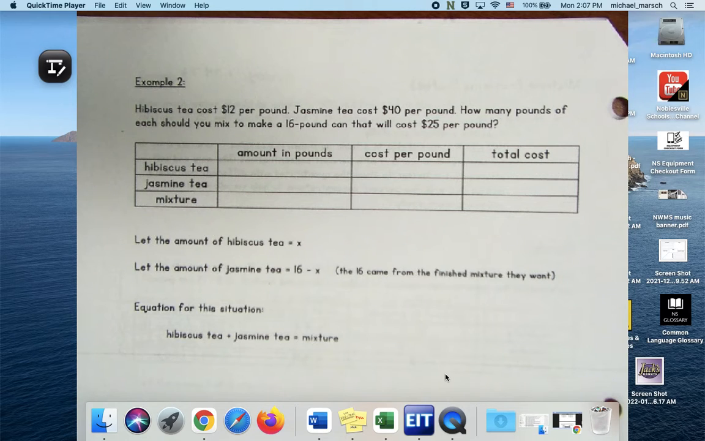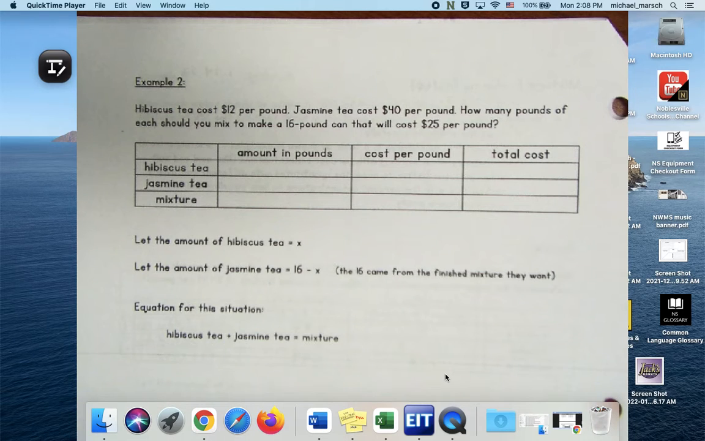Okay, really quick. Which amount of tea am I going to have more of? Why hibiscus? Okay. Is our final total closer to 12 or closer to 40? 12. It is closer to 12.